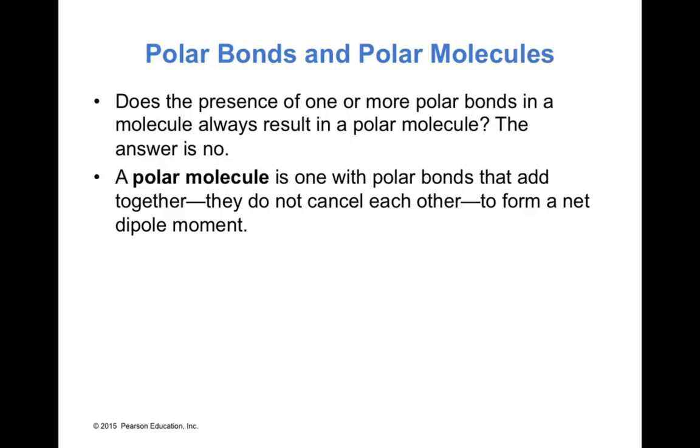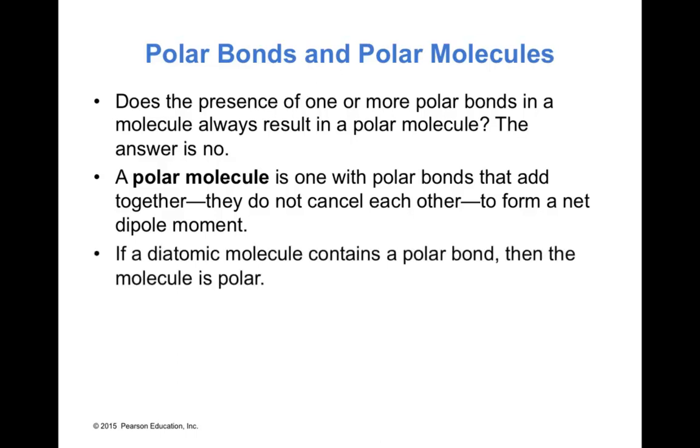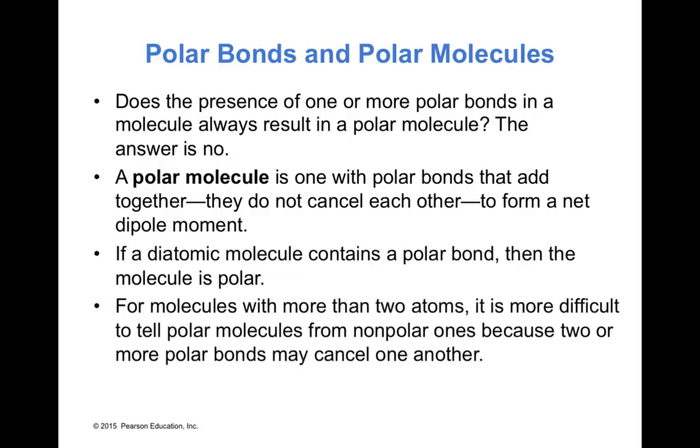Okay, so from each bond, we're going to be watching if they can add those polarities to create a polar molecule. If a diatomic molecule contains a polar bond, then the molecule is polar. For molecules with more than two atoms, it is more difficult to tell polar molecules from nonpolar ones, because two or more polar bonds may cancel one another.